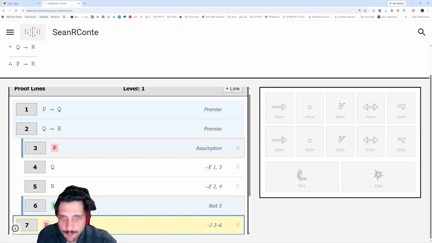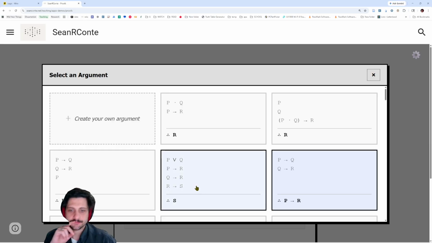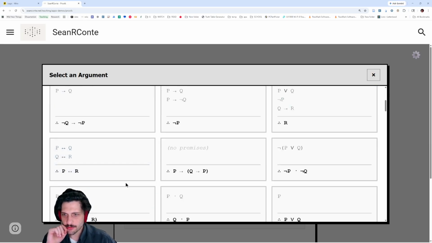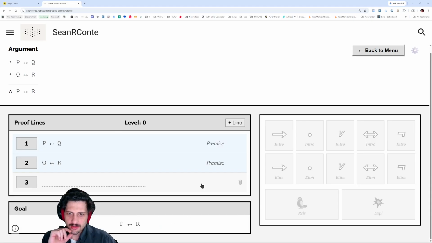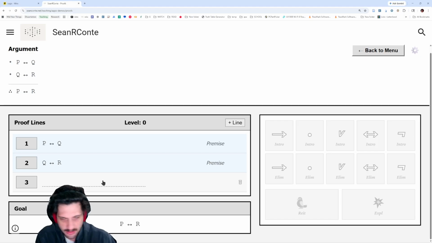Okay, so let's look at an example again in our program. So suppose I am trying to prove that P is true if and only if R is true. And I know that P is true if and only if Q is true, and that Q is true if and only if R is true. So again, it might feel like there's clearly this chain of things going on, just like we saw in the straightforward conditional case. But again, we need to slow this down.